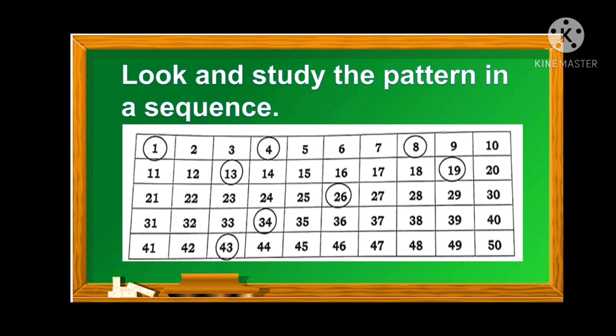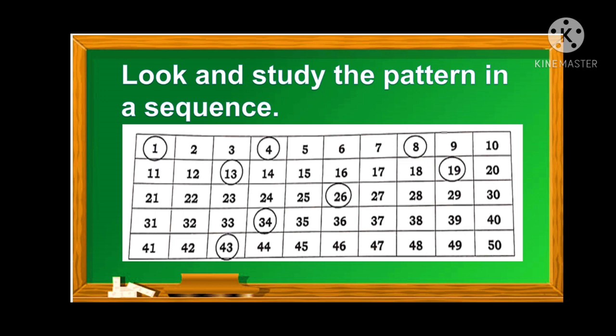Looking at the pattern of the encircled numbers, to find the second term, add 3. For the third, add 4, and for the fourth term, add 5. For the fifth term, add 6. For the sixth term, add 7. And for the seventh term, add 8. For the eighth term, add 9. Therefore, the rule in the sequence is plus 3, plus 4, plus 5, plus 6, plus 7, plus 8, and plus 9. By studying the sequence of numbers, we can find the rule governing the terms. The rule can tell us what number will come next in the sequence.